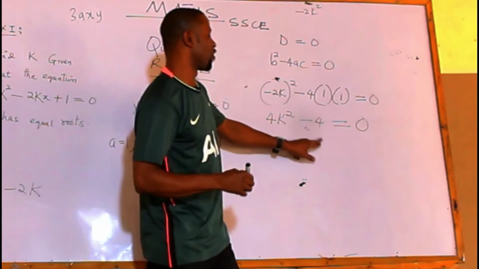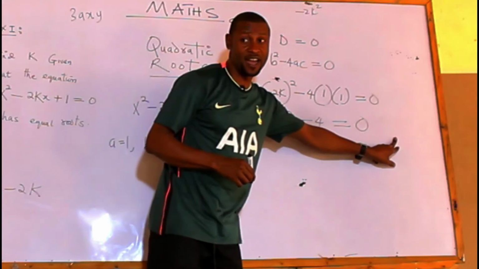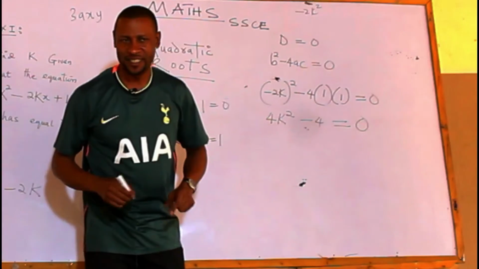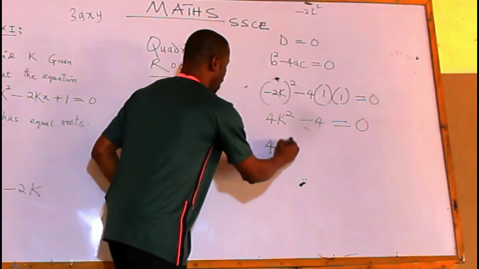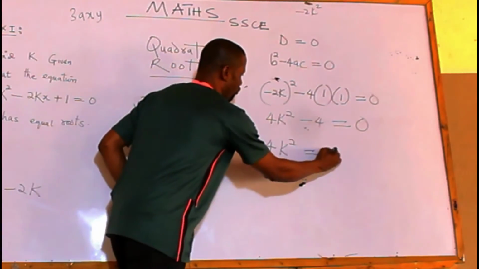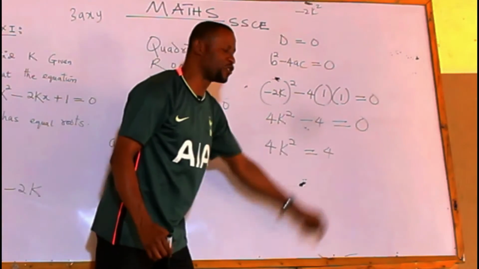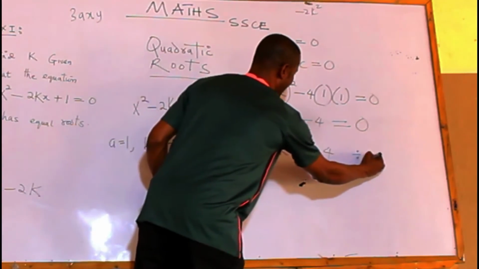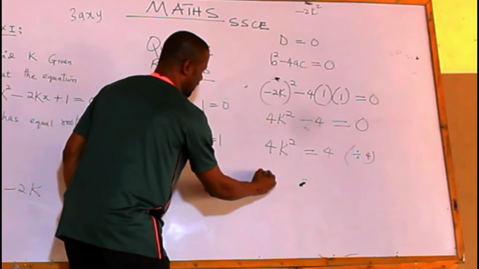Can I carry this minus 4 to the other side? If it crosses the sign of equality, what happens to the sign? So it means that 4k squared is equal to 4. Can I divide the two sides by 4? So if I say dividing by 4, this place will become what now?